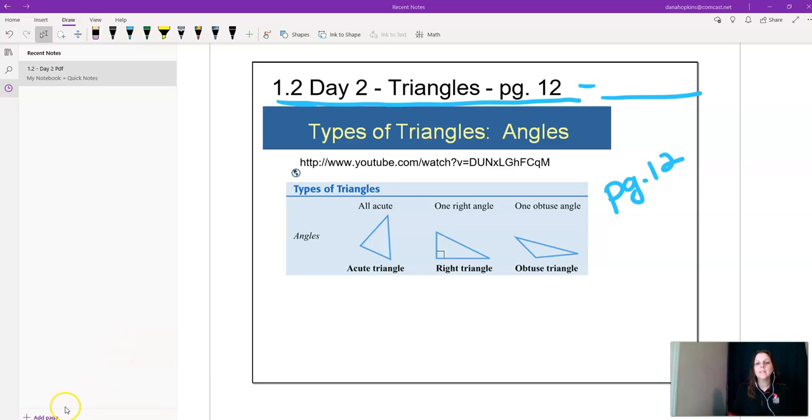Hi everybody. In this section, we begin our discussion on triangles. Go ahead and write the title down, put the date, and then when you are done with that, unpause the video.